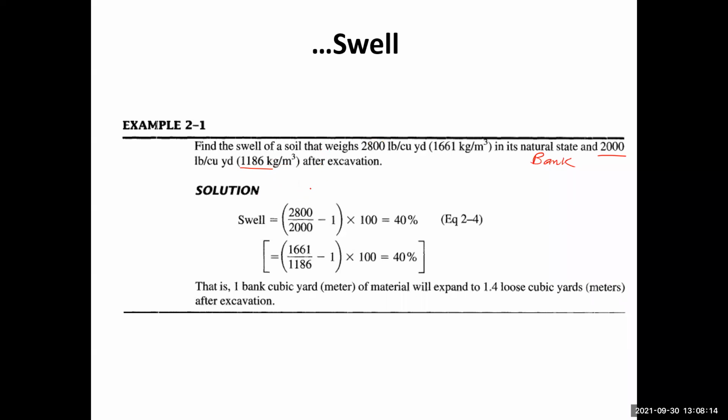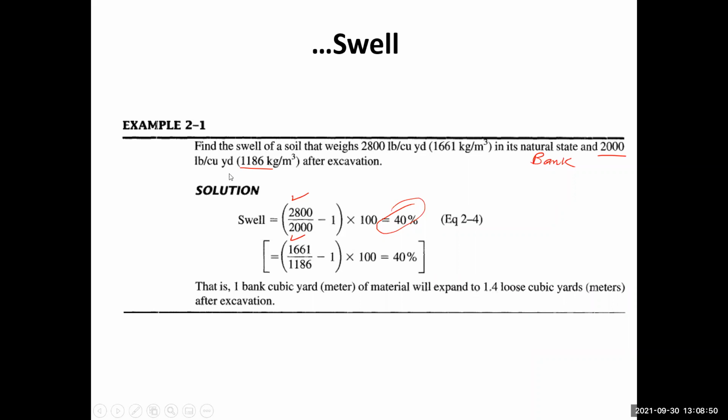So the swell in this case will simply be 2,800 divided by 2,000, or 1661 divided by 1186, whether you use pounds per cubic yard or kilograms per cubic meter. In this case, the soil has swelled 40%. That means 1 bank cubic yard of material will expand to 1.4 cubic yards after excavation.